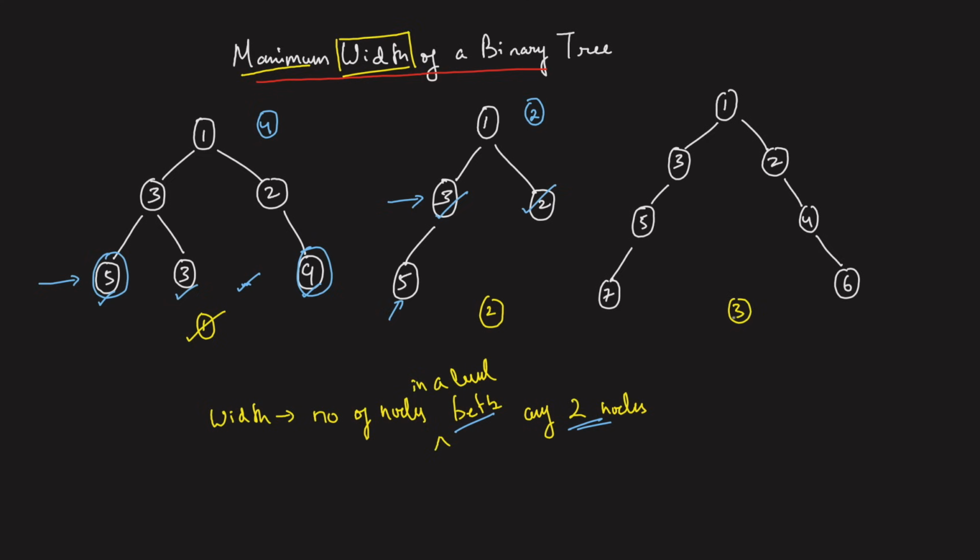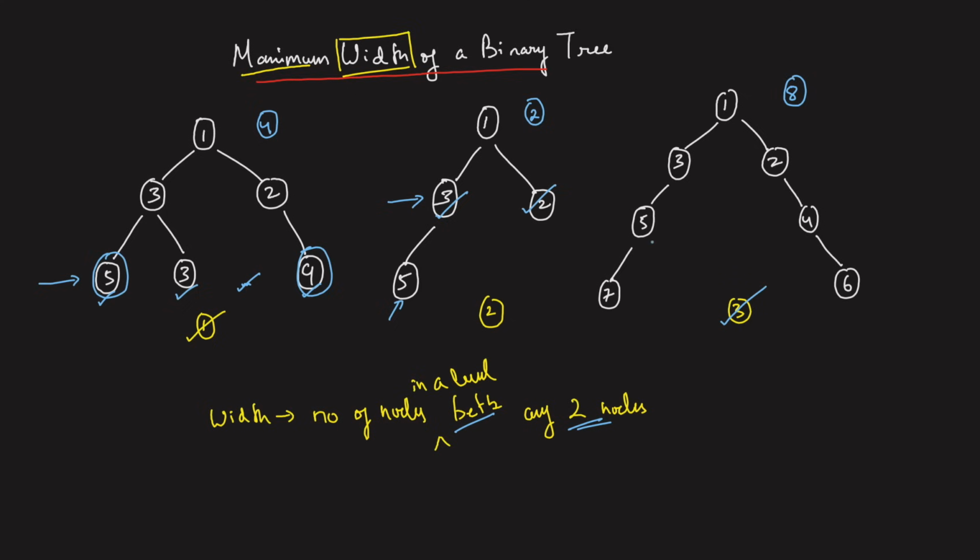So let's understand this binary tree 3. Pause this video and think what can be the width of this binary tree. And if your answer is 8, then you're correct, or else you are wrong. Now you might ask, why is it 8? It should not be 8.